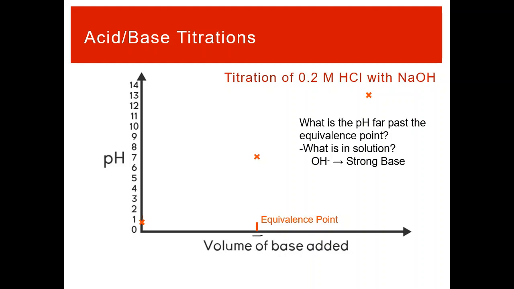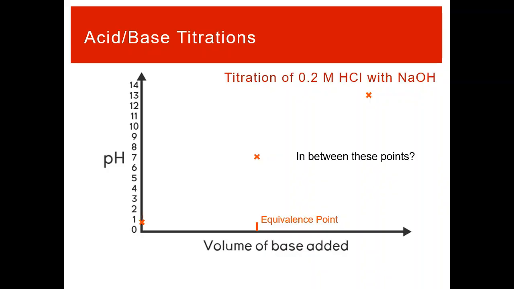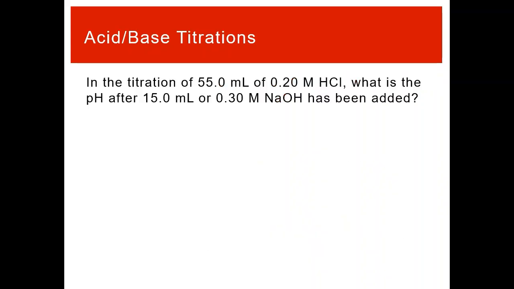What about in between all these points? What about what's going on in between? So we can kind of reason what's happening initially, what's happening at the equivalence point, and what happens well beyond that. But we want to know the shape of the line. I'll tell you right now, it's not a straight line. So what is the shape going to be? What we can do is pick a point, plot it out, and see what's going on.